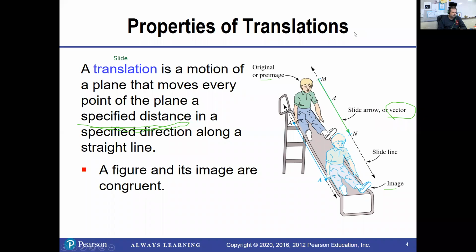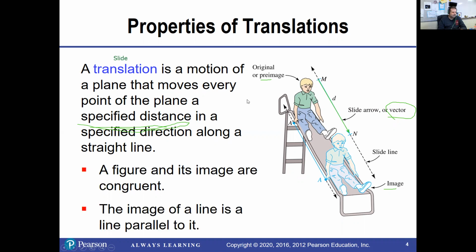Now, a figure and its image are congruent. Notice the kid does not change size. It is the same child at the end of the slide. The image of a line is a line parallel to it.